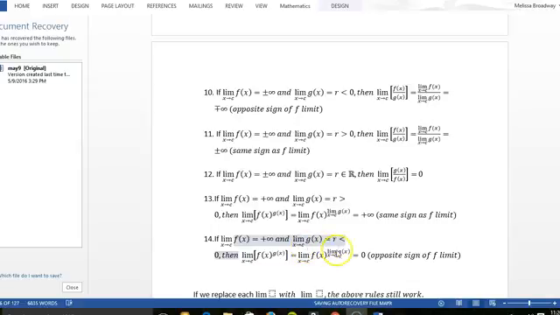And in an analogous fashion, on 14, if r is negative, then intuitively infinity to the r would be 0. Now we're using positive infinity. I had to make that correction there. I'm only using positive infinity for my f limit. But in analogous fashion, this is going to be 0 and not positive infinity because r is negative.